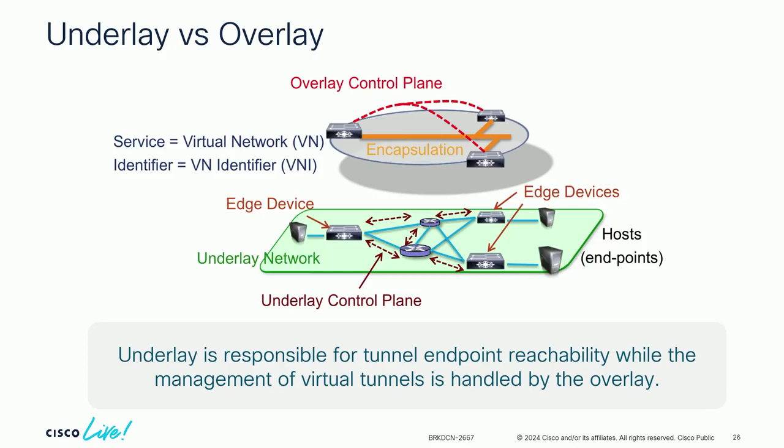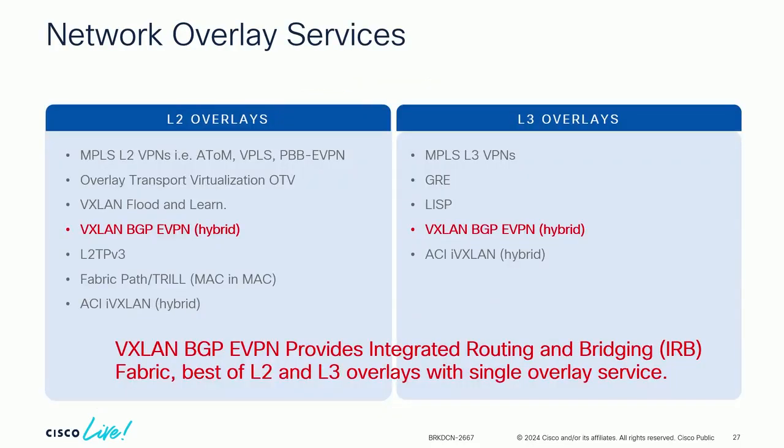This is typically going to be 10, 40, 100, even 400 gig in today's way of thinking. Then on top of that, at a logical level, we run what's called an overlay control plane. Here is where the tunnels actually get built, and we have things like the virtual network and the virtual network identifier.